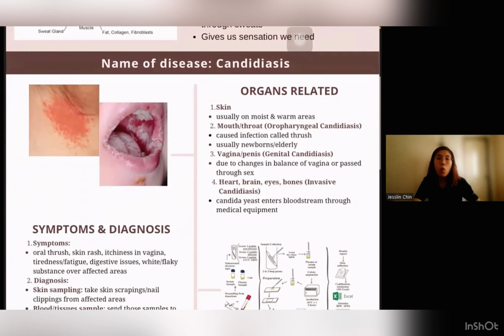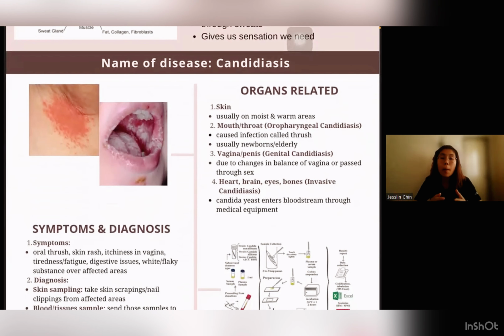So there are actually 4 organs that might be affected by candidiasis. First, skin, which usually occurs on moist or warm areas like the armpit, groin, toes, fingers, and so on. Then the mouth or throat, which is also known as oropharyngeal candidiasis, is caused by an infection called thrush and usually happens to newborns or the elderly.